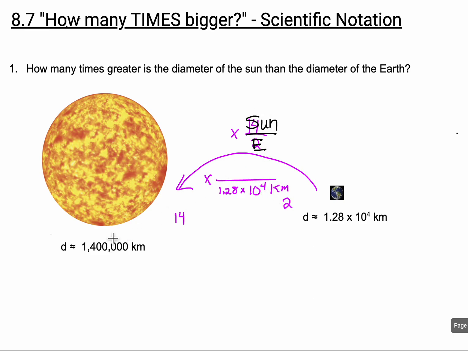And now I need the sun one. And this one doesn't match that one, but I could put it in scientific notation very easily. My decimal's here, so I'm going to move it 3, 6. So the diameter of the sun is 1.4 times 10 to the 6th power, positive because it's a big number, kilometers. So I'll put that one on top. 1.4 times 10 to the 6th power kilometers. Now, you notice what happens in our fraction: kilometers over kilometers cancels out.